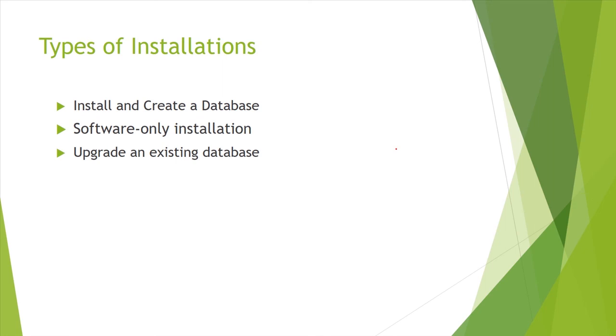Types of installation. When running the setup of Oracle database software installation, you will face three installation types. The first one is install and configure a database, or install and create a database. With this option, you will set up the Oracle database software and create a database in one shot. The second one is called software only installation, where you will install only the Oracle software without creating a database. The last one is upgrade existing database. If you plan to upgrade an existing database, for example if you have an 11g database, you can choose option 3.